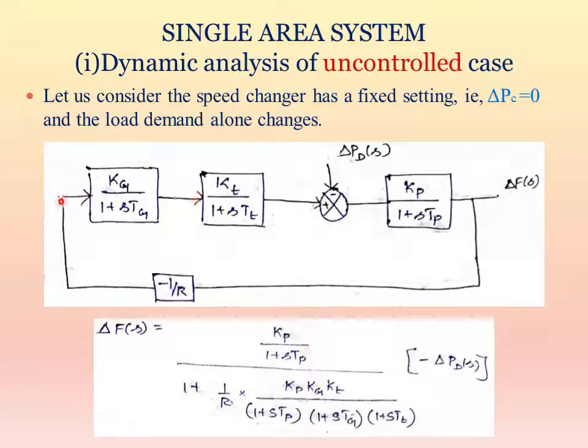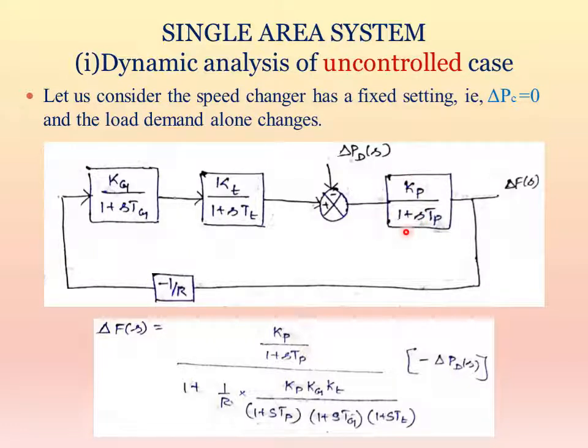Here we will have a summing point. That summing point is equal to 0 as the input del PC is 0 and we have only del PD. And this is the block diagram for the single area system under the uncontrolled case. Now we are going to reduce this block diagram, so just block diagram reduction.